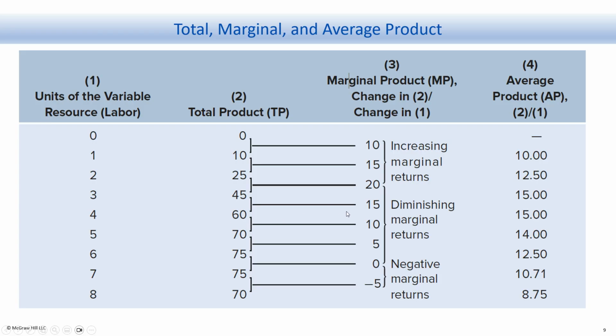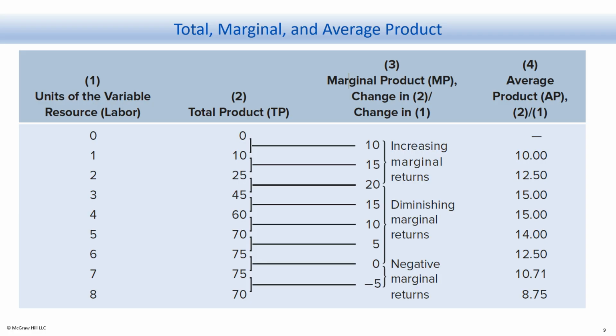But notice what happens eventually. You'll experience diminishing marginal returns. So for instance, when we go from 3 to 4, we increase our output by 15 units. But when we go from 4 workers to 5 workers, we're increasing our output only by 10 units. Why? Because you're getting some crowding out. You got some people waiting to use the chop saw. Hope that makes sense.